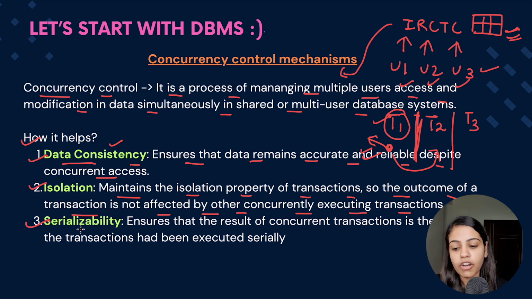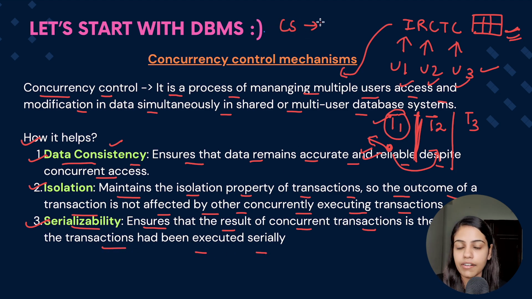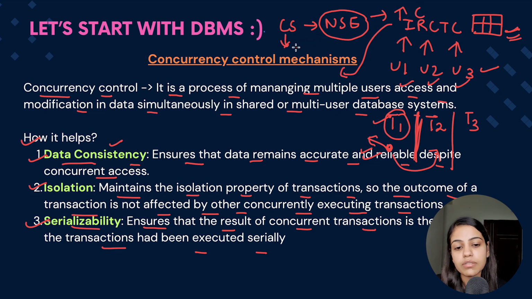Now coming to the third pointer, that is serializability. It ensures that the result of concurrent transactions is the same as if the transactions had been executed serially. In the concurrent schedule, or concurrent transactions, there is a non-serial execution of transactions. Because of this non-serial execution, some consistency issues arise in our database. So serializability makes sure that this non-serial execution is converted into a serial execution so that the consistency issue is avoided and our database follows the ACID properties.